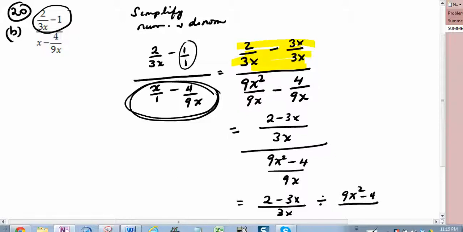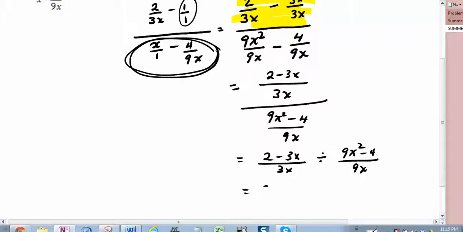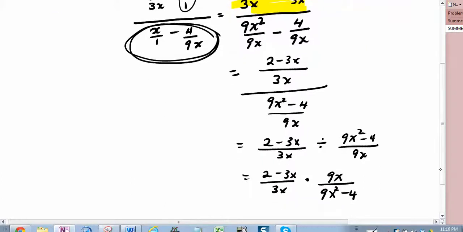And you have been doing this since grade school. You know what to do. That is, the first fraction remains the same, and you flip the second fraction and you multiply by it. And then you start to see what's going to cancel. An x is going to cancel in the numerator and denominator. A 3 is going to cancel.